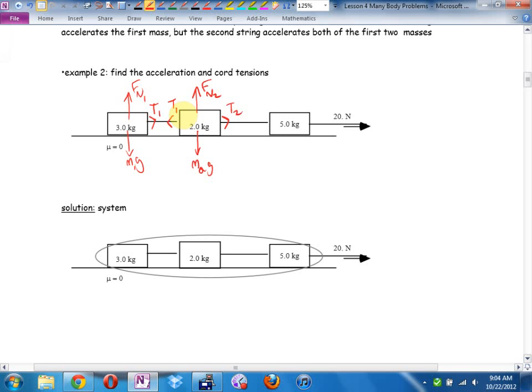Let's look at the third mass. M3G. Normal force number 3. The applied force, and what's slowing it down? Tension 2. Who's winning? How big? So here's my equation.